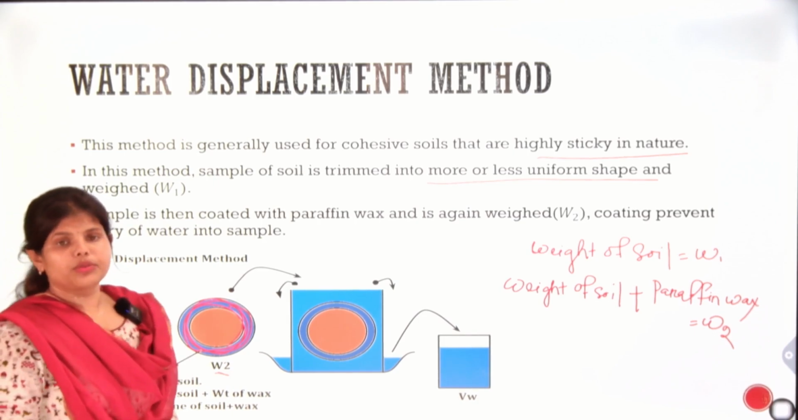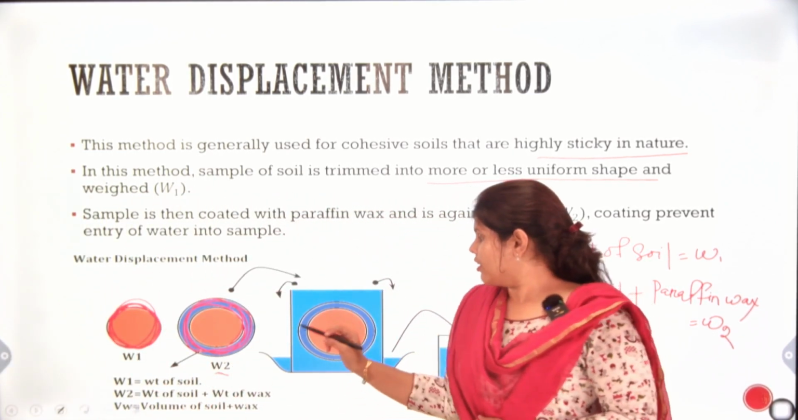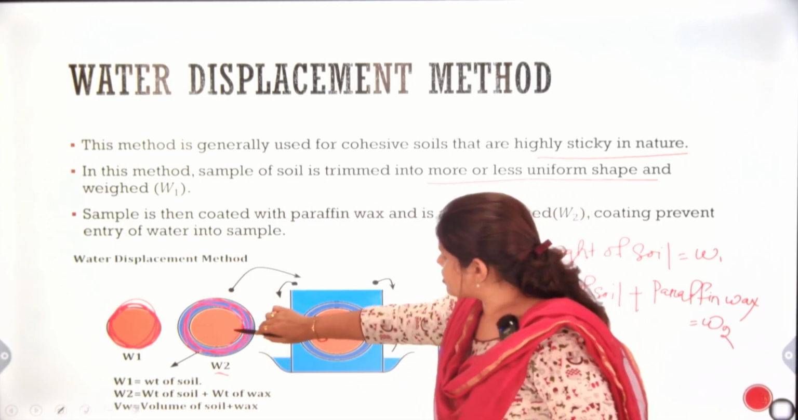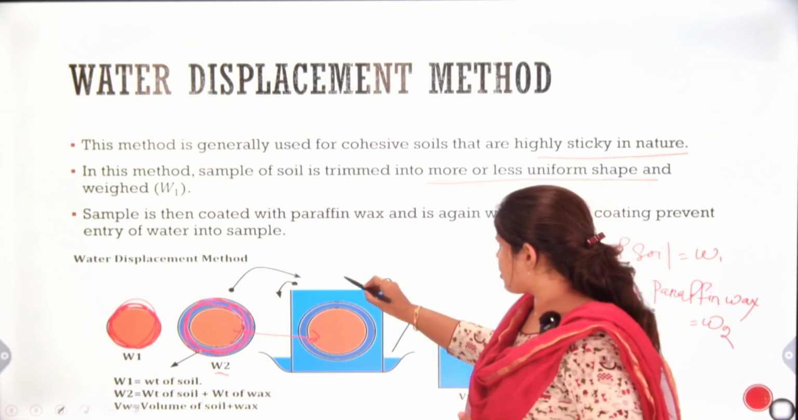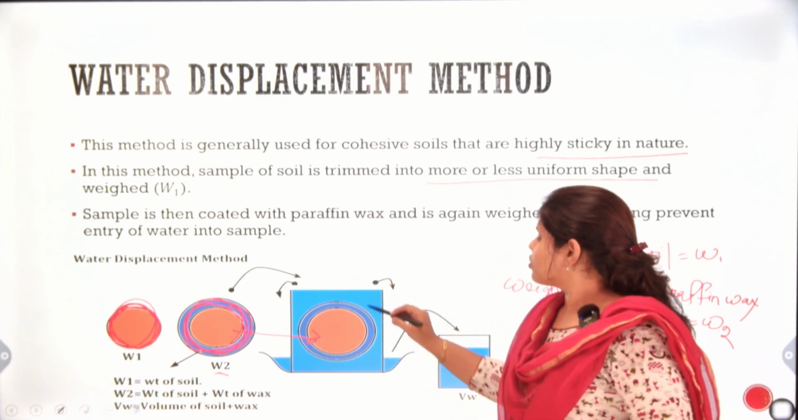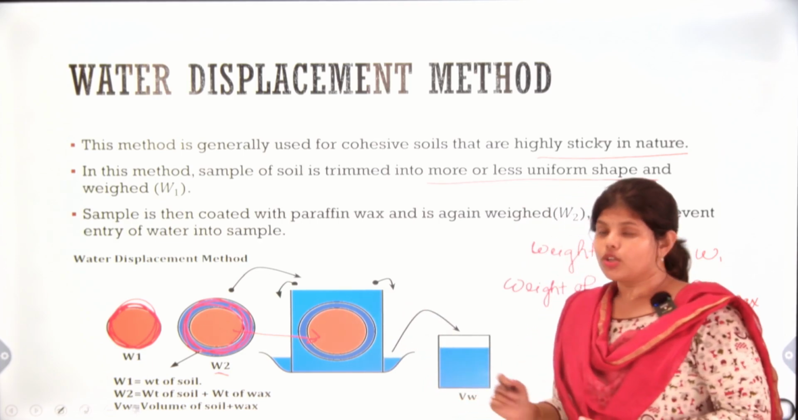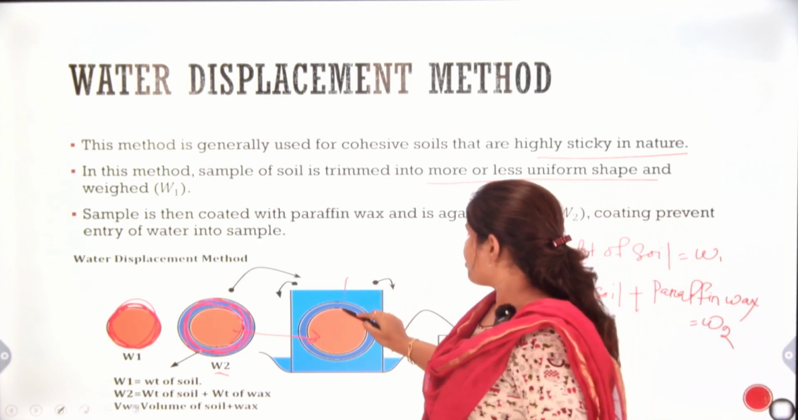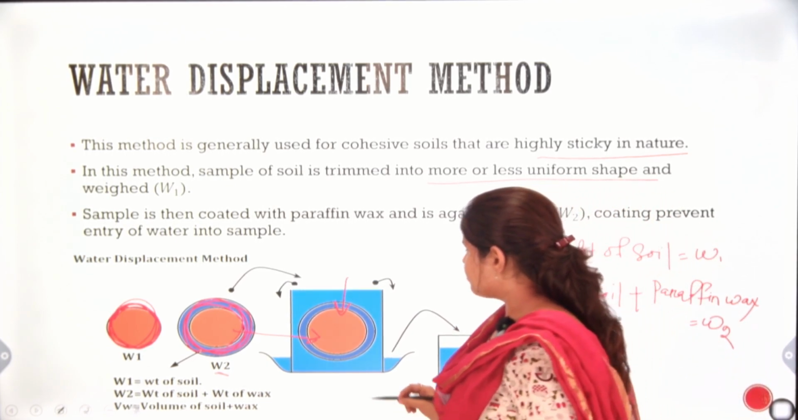So why do we do this paraffin wax coating? Because when we put this soil inside a container filled with water, the water cannot harm the soil, okay. So that's why we cover the soil with paraffin wax, right?